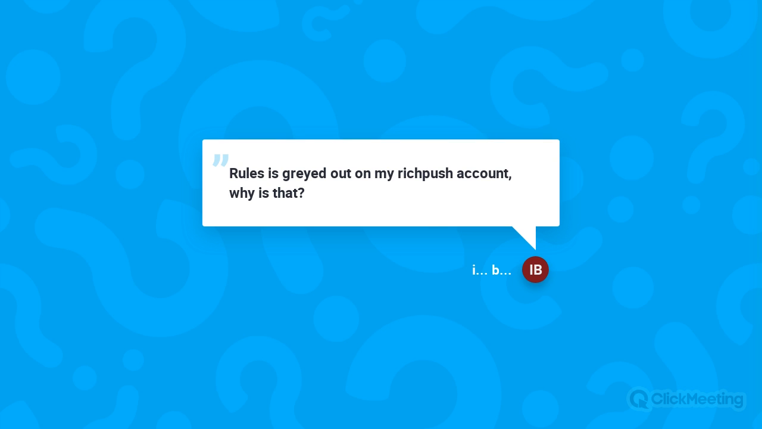Okay, this one is a technical one. Rules is greyed out on my RichPush account. Why is that? I think there is a mistake. I can pass it to support, there is a button on the bottom side. So yeah, I think there should be a mistake or some logical issue.